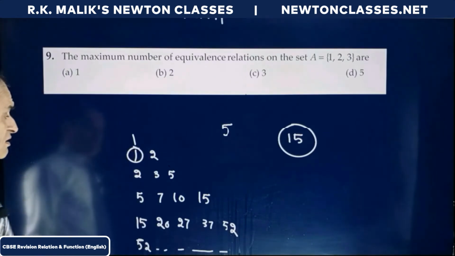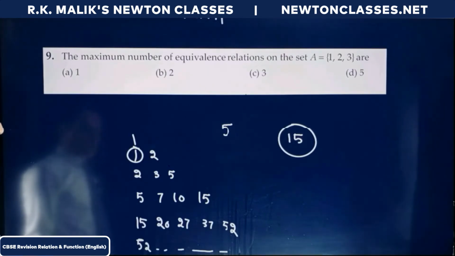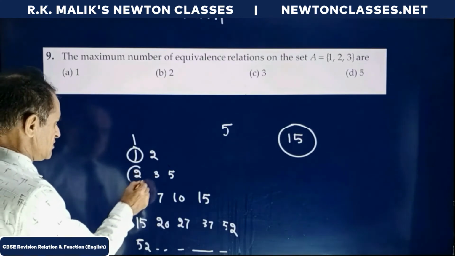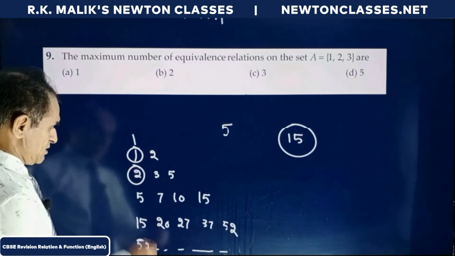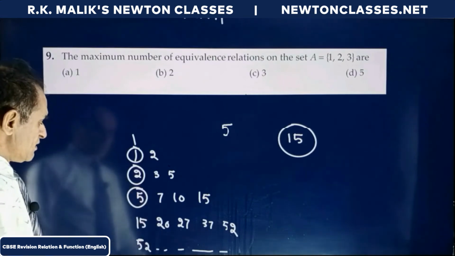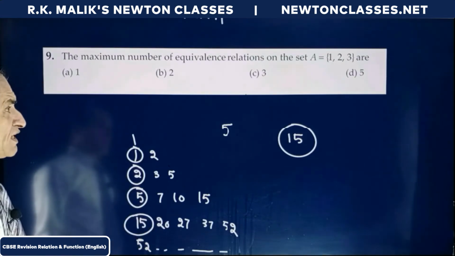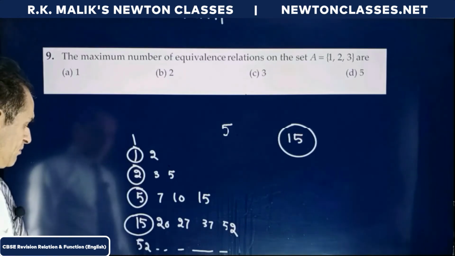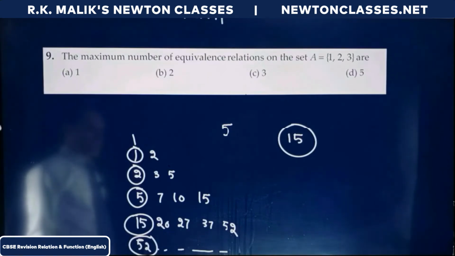This number denotes the number of equivalence relations if the set A contains one element. This is the number of equivalence relations for 3 elements, that is 5. This is the number of equivalence relations when the set A contains 4 elements. This is the number of equivalence relations when the set A contains 5 elements.